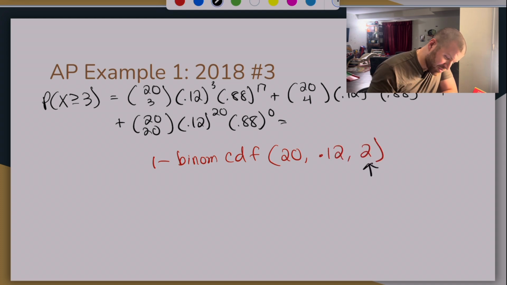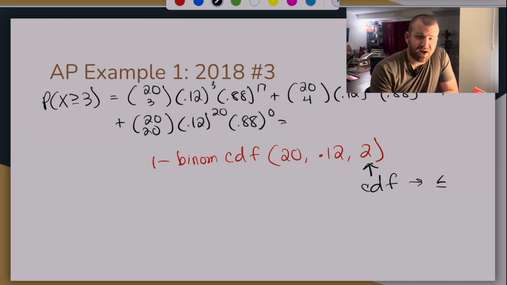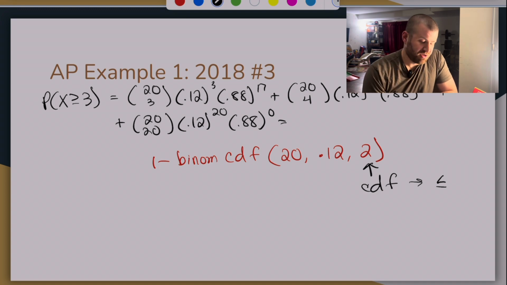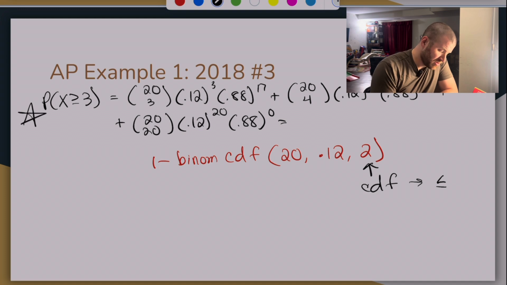Now, the reason why I'm doing 2 is that CDF on your calculator is always less than or equal to. So I don't want to subtract out the CDF of 3 because that would get rid of having 3 children who are left-handed. So I want to subtract out the CDF of 2. I'm going to encourage you to review the notes on the 4 cases of CDF if you don't remember, because that will be very, very important for you to get the right number. But what's important is this right here.